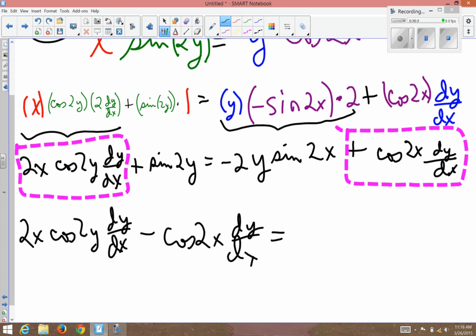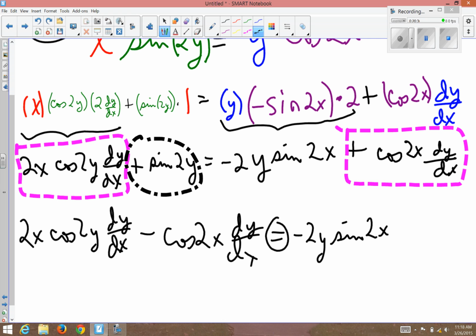Now we need all the other terms on the other side of the equal sign. So this one's already there, the negative 2y sine 2x. And this one does not have dy dx. We need it on the other side of the equal sign. That means we have to change its sign. Here it's positive, so here it will be negative sine 2y.